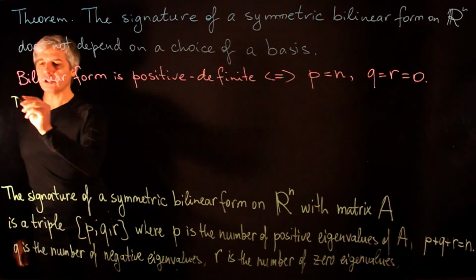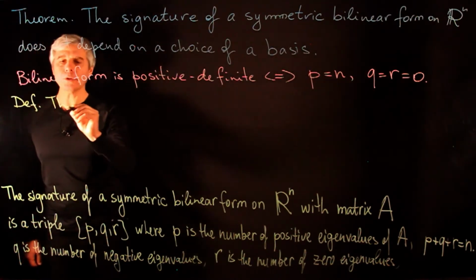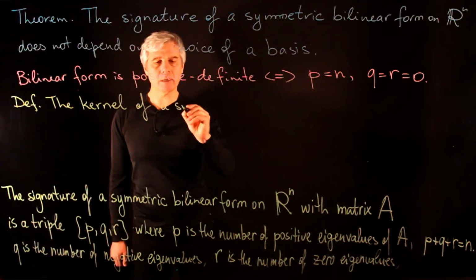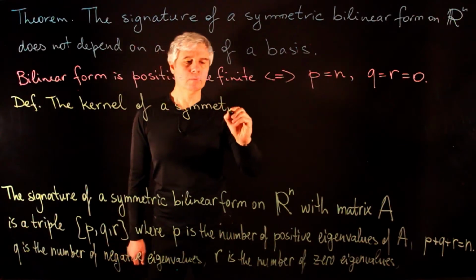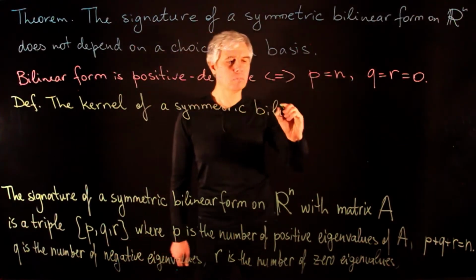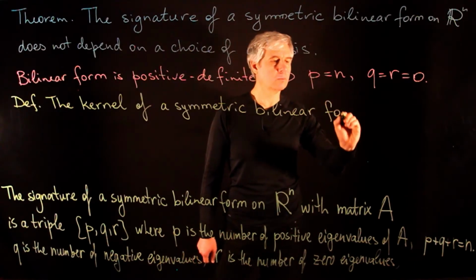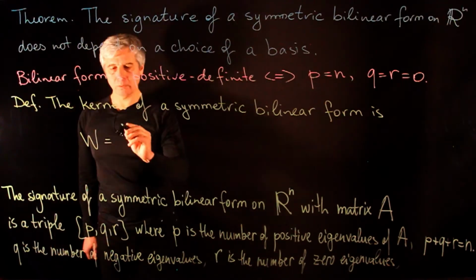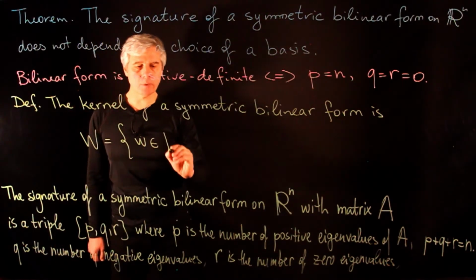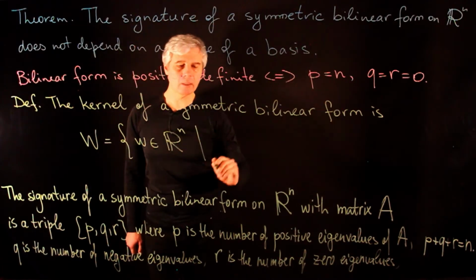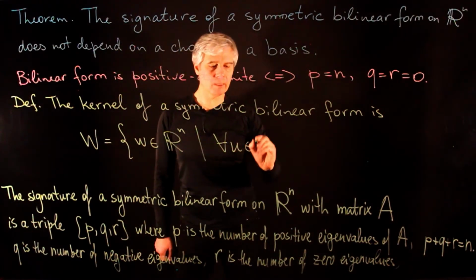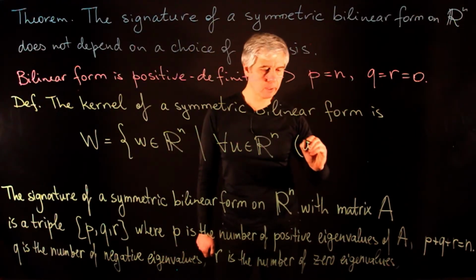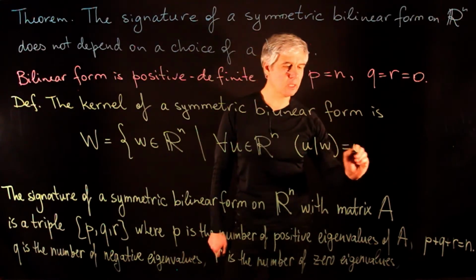We give the following definition. The kernel of a symmetric bilinear form is the following subspace. Let's call it W, which consists of all vectors W in Rn, such that for every U in Rn, the value of the bilinear form of U and W is equal to 0.